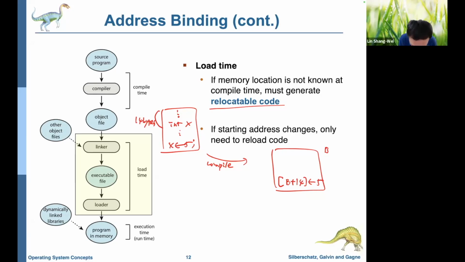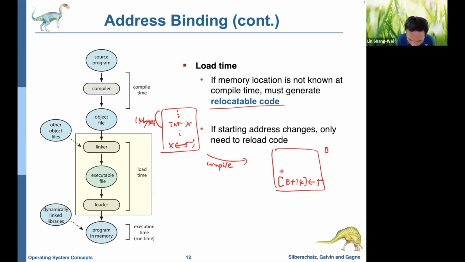Sorry, I'm not sure whether you can see my cursor. Let me check. Okay, so this operation will be translated into this kind of form. B would be your starting address. We call it the base address of your program. Then we know that x is located at the 14th byte starting from your file. So your address should be B plus 14, right? And you want to assign 5 to this memory location.